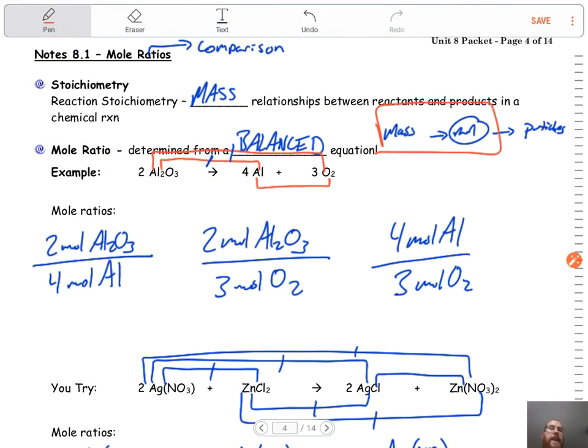Okay, so that is as simple as it is with mole ratios. Don't make them harder than they need to be. This stoichiometry stuff, guys, will get more challenging as we go along.